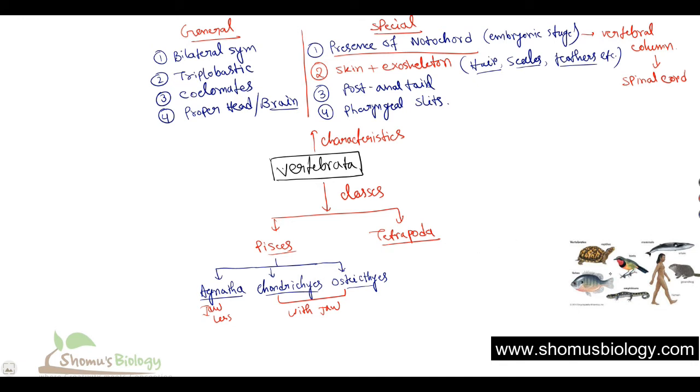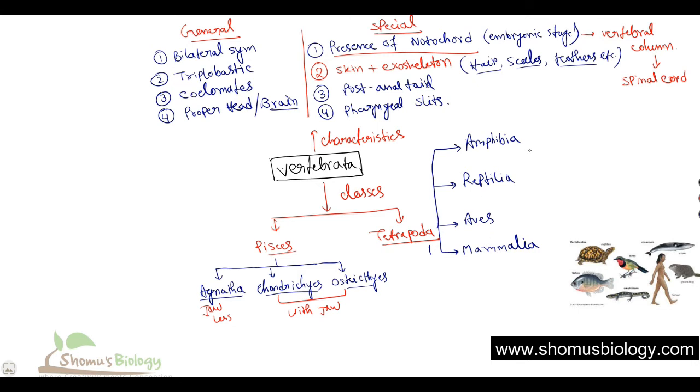Now the tetrapod on the other hand is divided again. So let me write tetrapod division like this. Amphibia, reptilia, aves, and the fourth one, mammals, mammalia. Okay, amphibia, reptilia, aves, and mammalia.